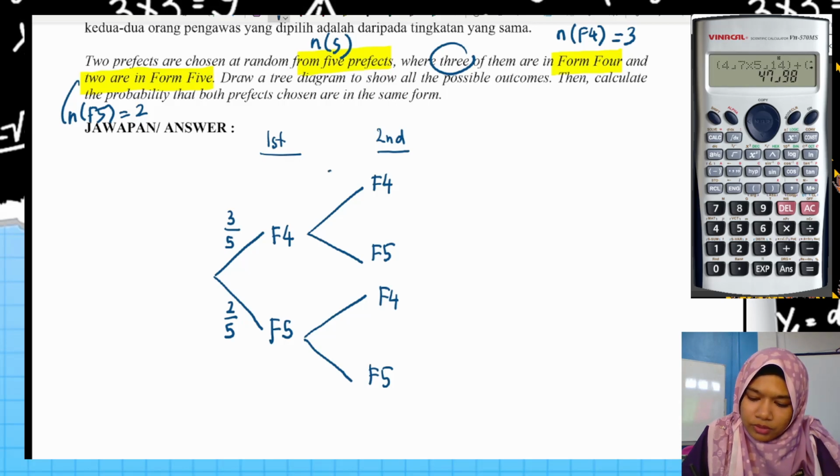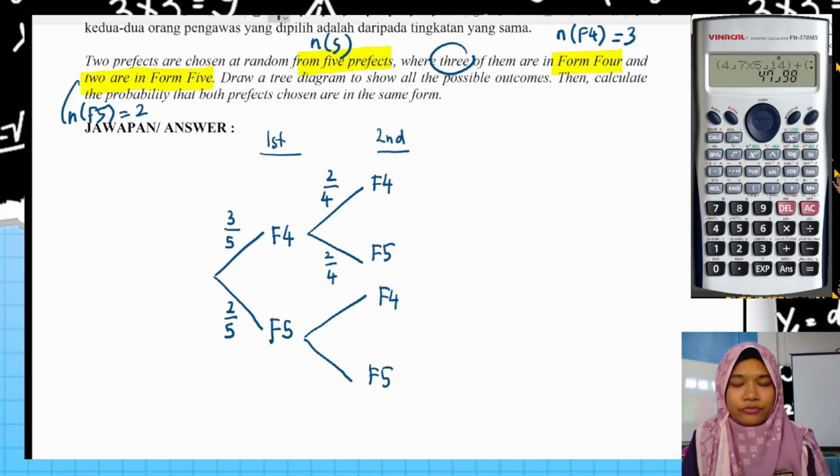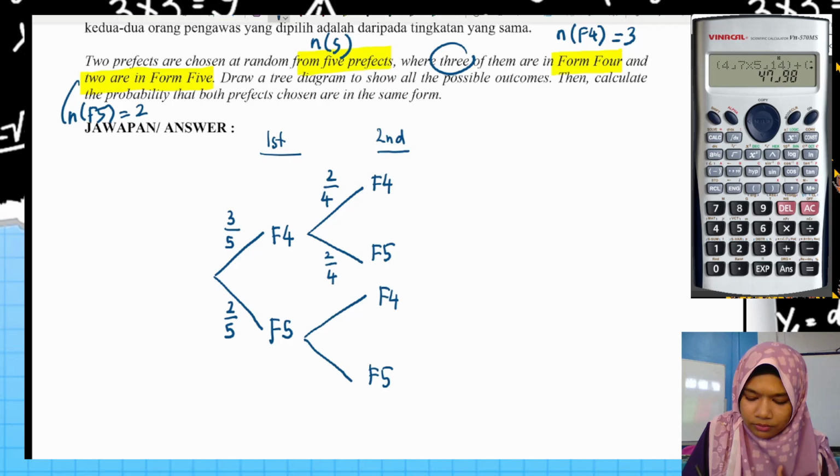Okay, so this one will be 2/4. Kenapa 2/4? Because now the total number yang tinggal, tinggal 4 students. 4 prefects yang tinggal sebab dah pilih 1 tadi. And then this one 2/4 for the Form 5, second time. Kalau first tadi pilih Form 5, second time dapat Form 4, total number of Form 4 is 3/4.